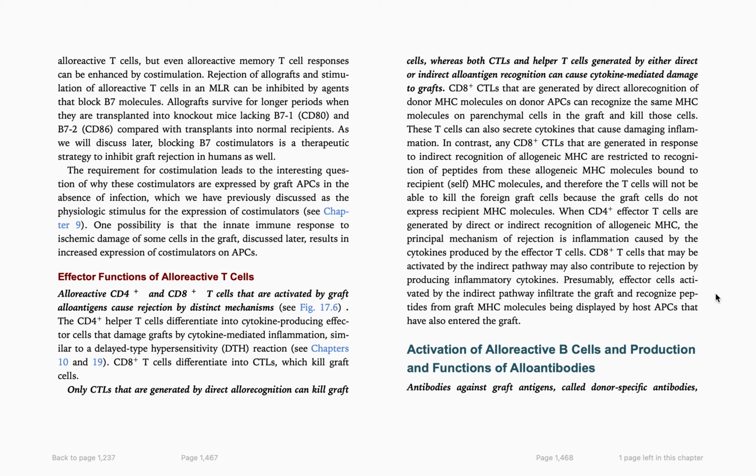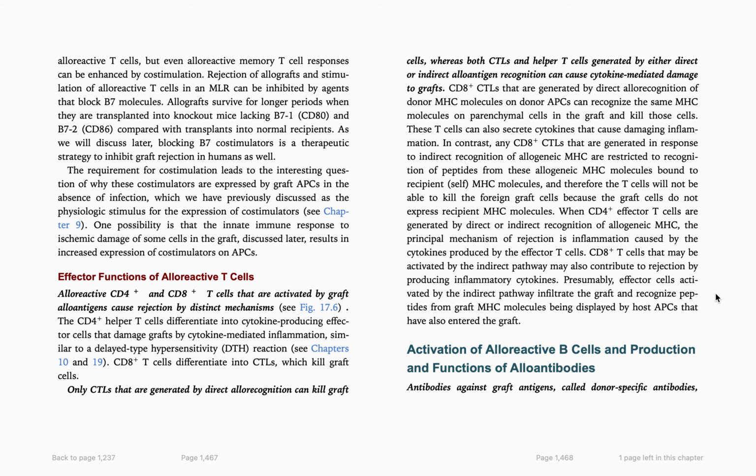When CD4 effector T cells are generated by direct or indirect recognition of allogeneic MHC, the principal mechanism of rejection is inflammation caused by cytokines produced by effector T cells. CD8 T cells that may be activated by the indirect pathway may also contribute to rejection by producing inflammatory cytokines. Presumably, effector cells activated by the indirect pathway infiltrate the graft and recognize peptides from graft MHC molecules being displayed by host antigen-presenting cells that have also entered the graft.